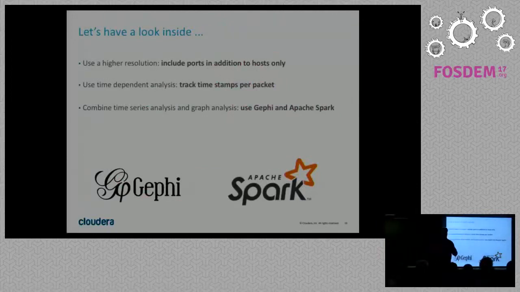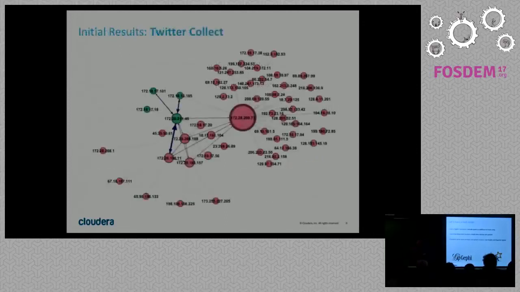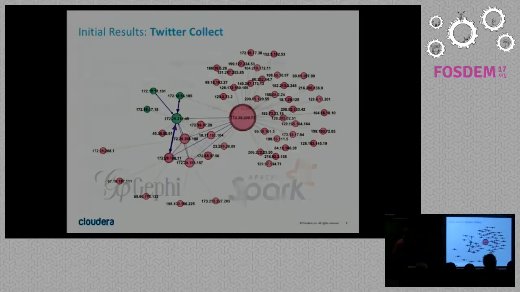We have to increase the resolution. We must look into more details. This means we add port information, not only host information as we did in the very first analysis results. Next thing, we add a timestamp. We track the time-dependent graph, not as a snapshot for the whole period. We look into little time slices and make this whole thing more dynamic.